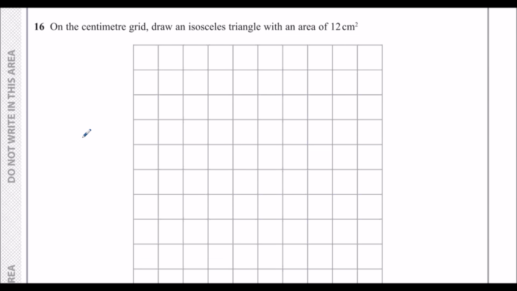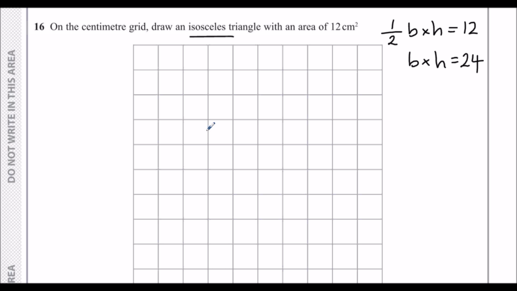Question 16. On the centimetre grid, draw an isosceles triangle. An isosceles triangle has 2 sides the same and 2 angles the same, with an area of 12. The area of a triangle is half times base times height. So if half of the base times height is 12, the base times the height must be 24. So what numbers multiply to make 24?